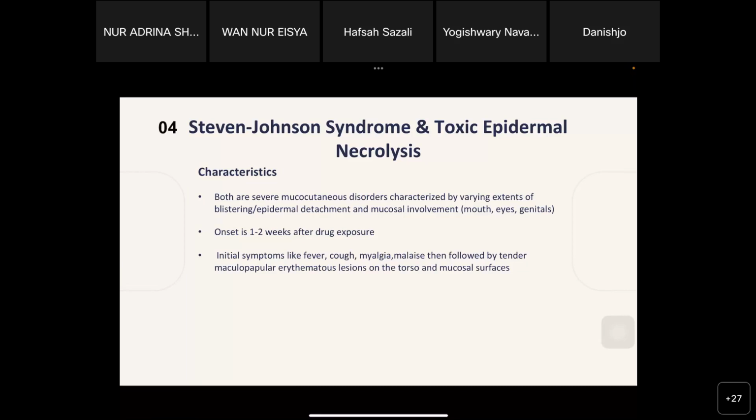Any other questions? There are other more rare conditions like drug-induced lupus. There are all sorts of drug reactions, but these are the most important things. But you should go back and read about those. Okay, all right. Any other questions?